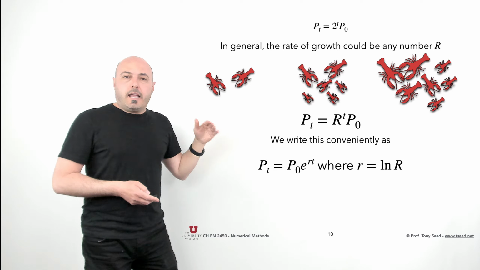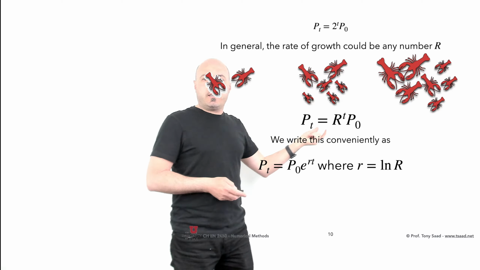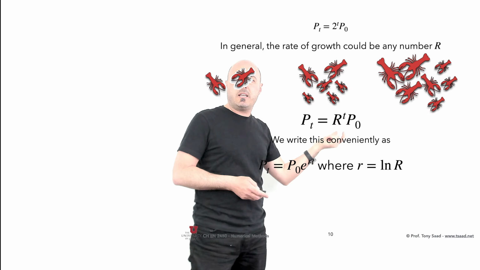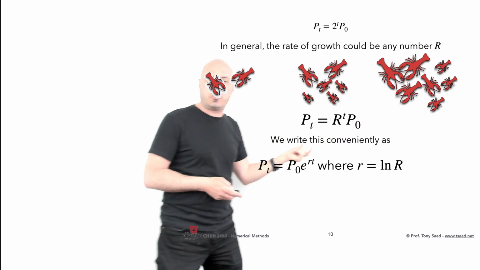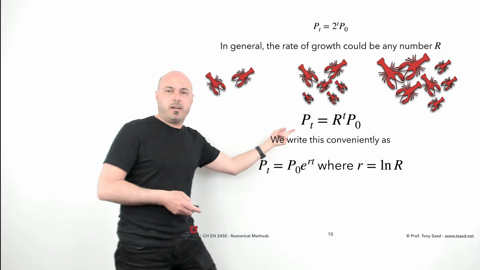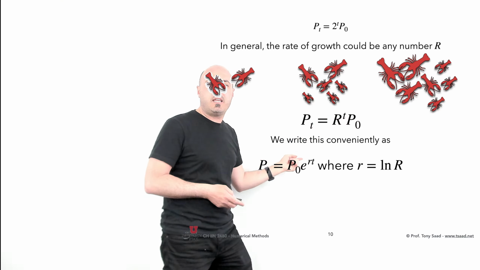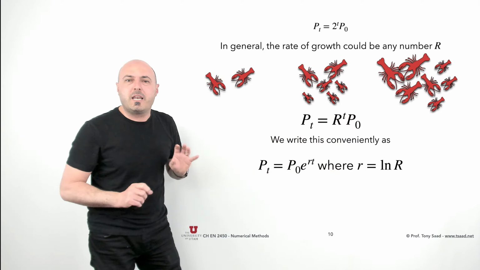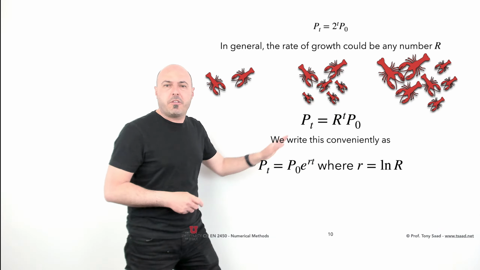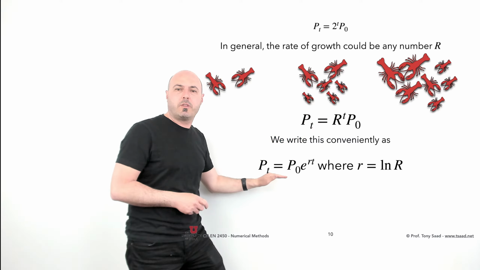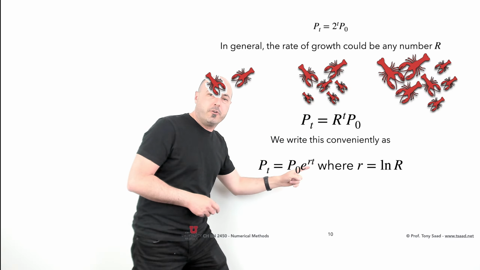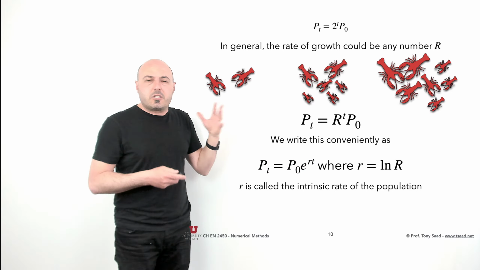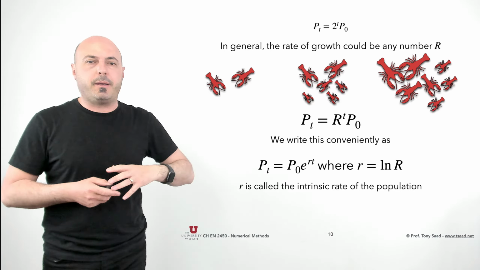Now, an even more convenient way of writing this, rather than having a power, r to the power t, is to simply express this as an exponential. So we write r to the power t as simply e to the lowercase rt. It's just a simple manipulation, okay? Nothing has changed by going from this equation to this equation. However, this lowercase r has a different meaning in population dynamics studies.